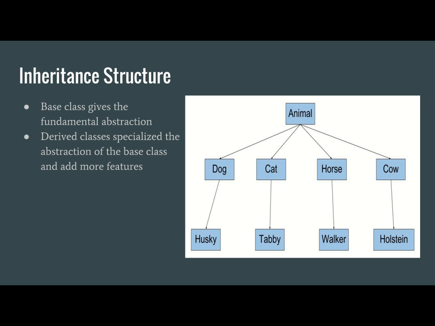So base classes, such as animal, give the fundamental abstraction of that kind of data. They're very raw in that sense. Basically, they just give a very rough blueprint, and then we use inheritance to get these classes that give a little bit more specialization for dog, for animals.